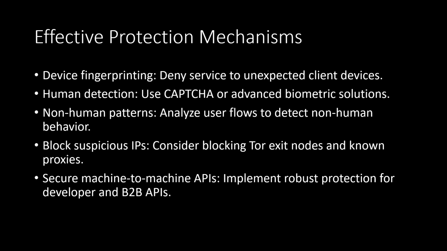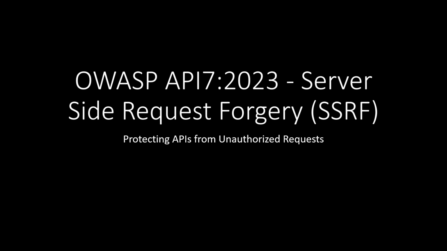All right, next risk from the list. Time to speak about server-side request forgery, or SSRF, which is number 7 on the list. Today, we will explore this vulnerability and discuss how to protect your APIs from unauthorized requests.